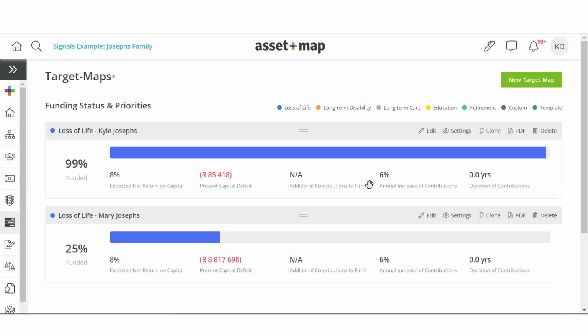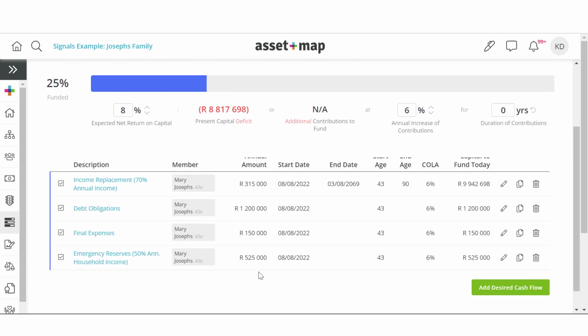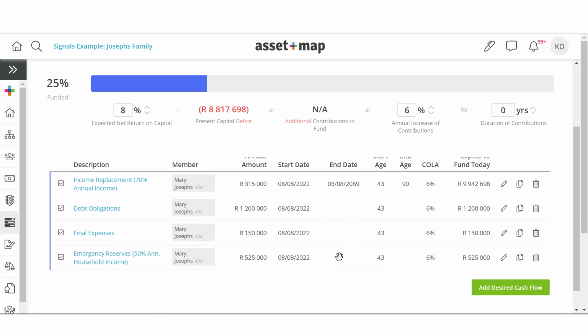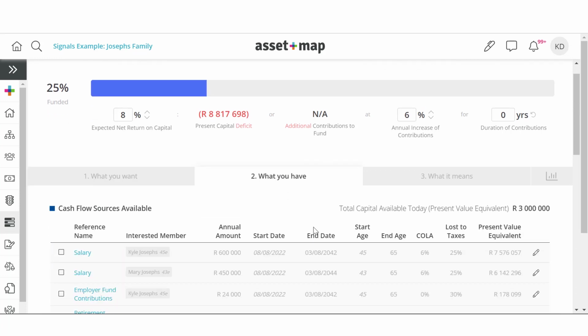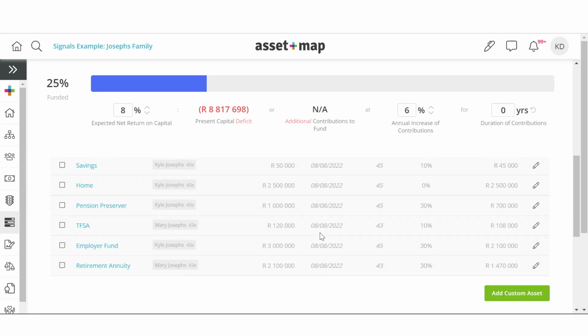Now we can work through that exact same process with Mary to say, if something were to happen to Mary, what would the family require? Here you can see it's again starting off at 70% income for a period of time, covering debt again, having some emergency funding. Again, I can edit any of these fields to really personalize what the family would need if something were to happen to Mary. Next step would be to look at what does Mary have in place already. We know that Mary's got this life cover of 3 million, but again, she has some investments that we could allocate to this goal. So we could allocate the tax-free savings that Mary has, as well as her retirement annuity.